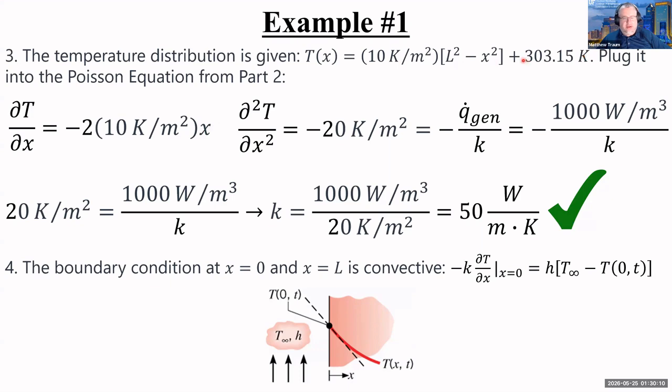This term is a constant, so that goes away. So that's my derivative with respect to x. Now I want to take a second derivative with respect to x. All I'm doing there is, this is just like constant times x, and so I'm just left with that constant.